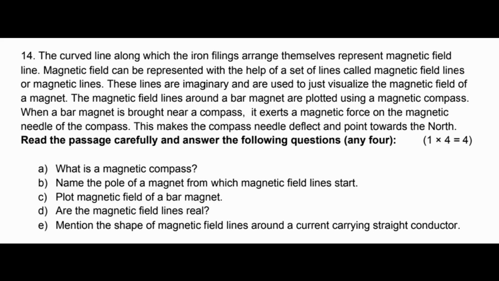Question D. Are the magnetic field lines real? Answer: no. They are imaginary lines. They are used to visualize the magnetic field of a magnet. Question E. Mention the shape of magnetic field lines around a current carrying straight conductor. Answer: concentric rings in circular form.